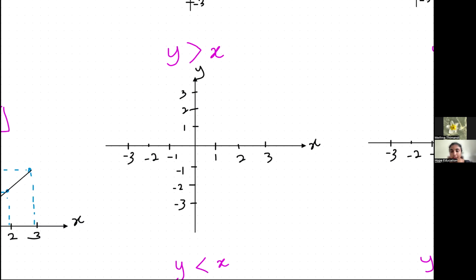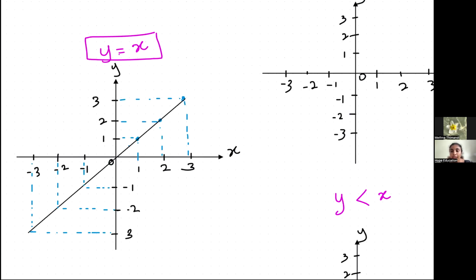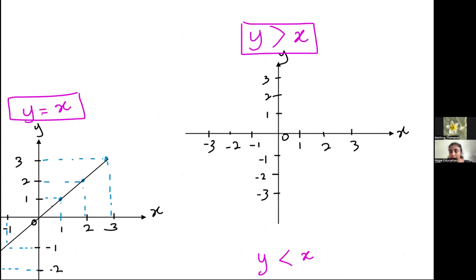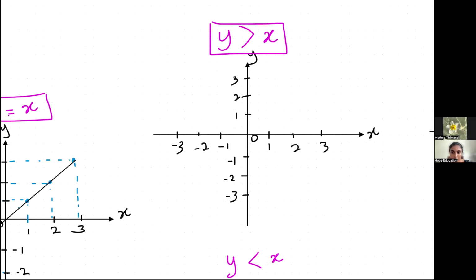Y is greater than x. Before finding the region y greater than x, first look at what y equals x is. You already know y is equal to x is the line that goes diagonally. Now there is no equal sign here, so I draw it diagonally as a dashed line. Let me use a different color for this so that it's nice and clear for us.